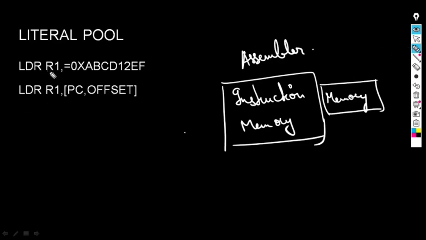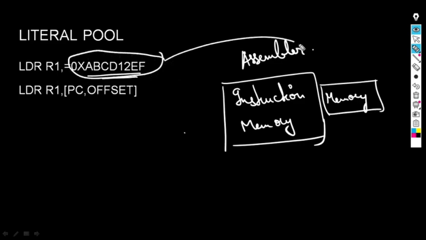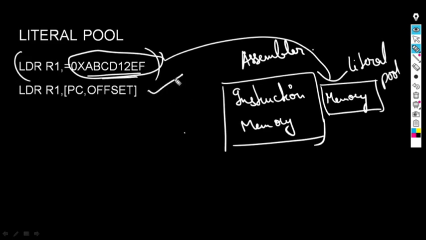So here we have an expression wherein a very large value is to be copied to R1. While looking at this, what the assembler does is it will copy this particular value and paste it in a memory location which is very close to your instruction. This particular memory itself is called the literal pool. The assembler converts this instruction into this particular format. It will already know the location of the literal pool.